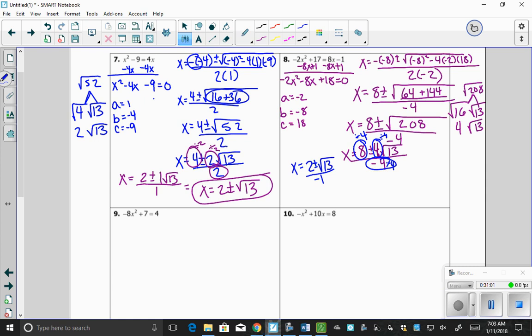With that negative 1 on the bottom, my final answer is going to become negative 2 plus or minus the square root of 13. The reason it only really changes the sign of the 2 is because my square root is positive and negative. When I change the sign of a positive, I get a negative, and if I change the sign of a negative, I get a positive. So you still have a positive and negative square root of 13, no matter which way you do it. So this is your final answer.